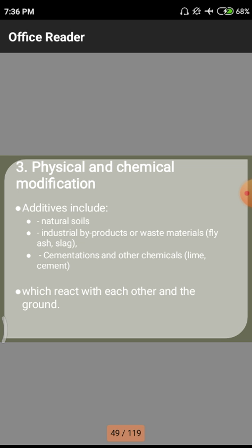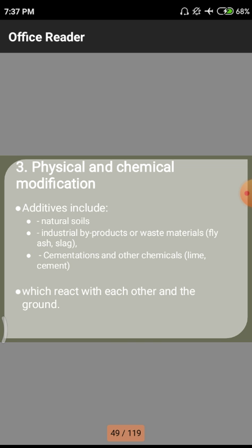First one we have natural soils. That means naturally occurring soils. We have too much fineness, so this fineness matter is added to those particular soils to decrease the voids present in them. Next one we have industrial byproducts or waste materials like fly ash and slag.